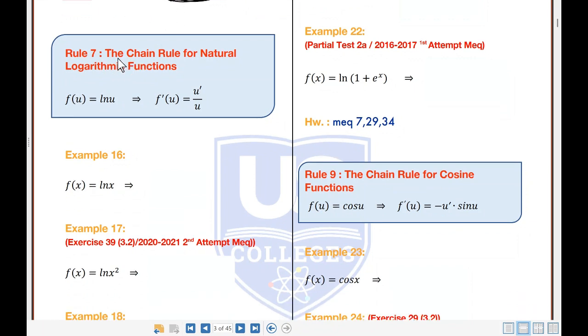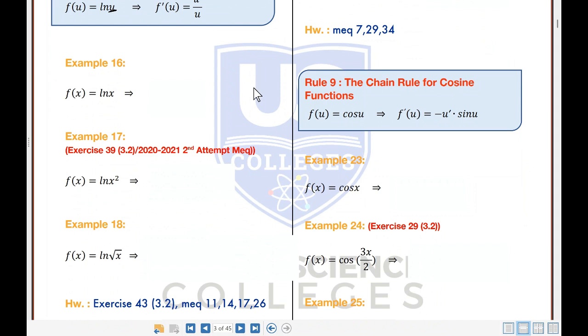Okay, the last rule for this video is chain rule for natural logarithmic functions. So if you have ln, natural logarithmic function, its derivative is pretty simple. It's derivative of u divided by u. Derivative of the angle divided by the angle. Pretty simple. Ln x. So x is the angle. Derivative prime of x is derivative of x, which is 1, divided by itself, 1 over x.